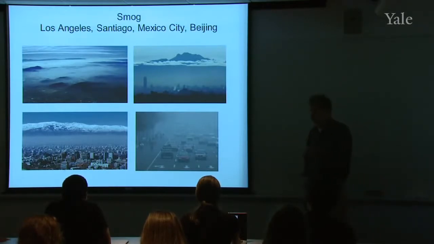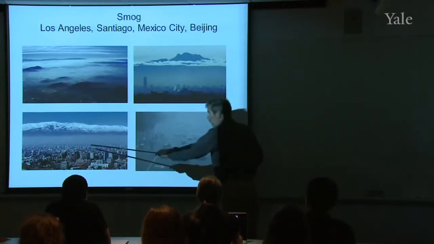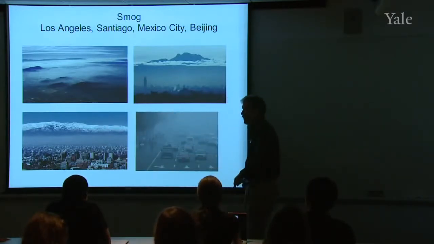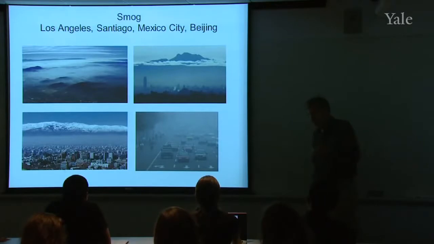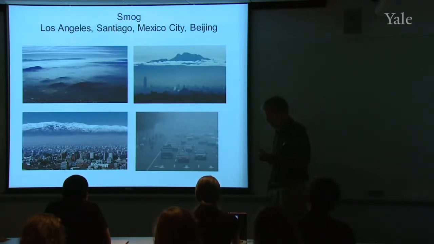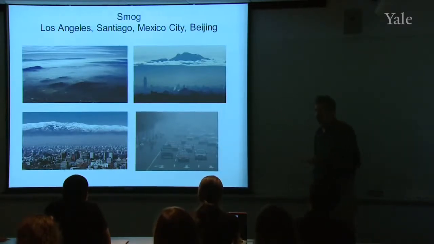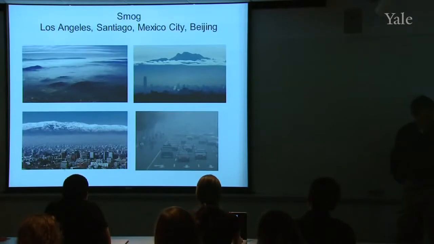They're very closely linked. If the inversion was not there, this pollution could just quickly mix up into the free atmosphere. It would be much more completely diluted, and you wouldn't have the concentration of sulfur dioxide and NO and ozone and so on that you have in these polluted episodes.